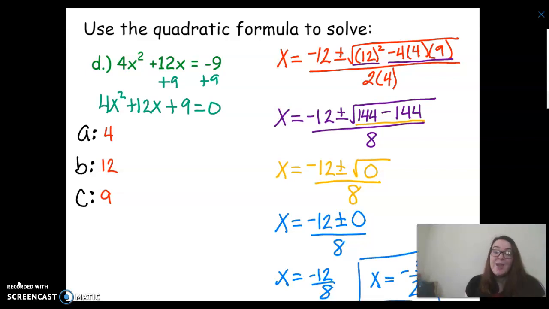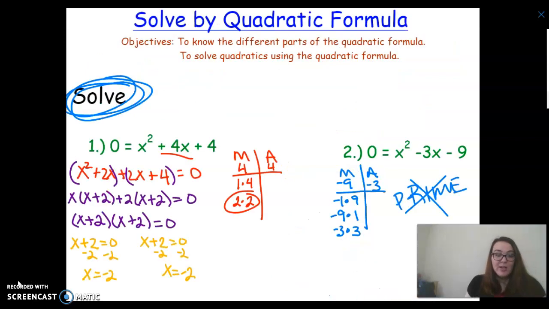Now, it is okay to only get one answer like that because remember, back here on page number 1 where I had you do that example, we got the same answer twice right here on example number 1. And that is the equivalent to getting one answer when doing the quadratic formula.